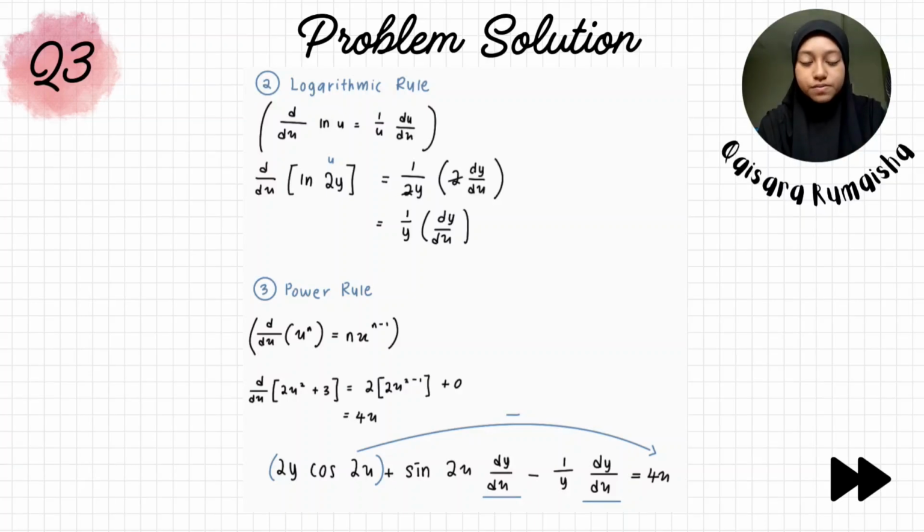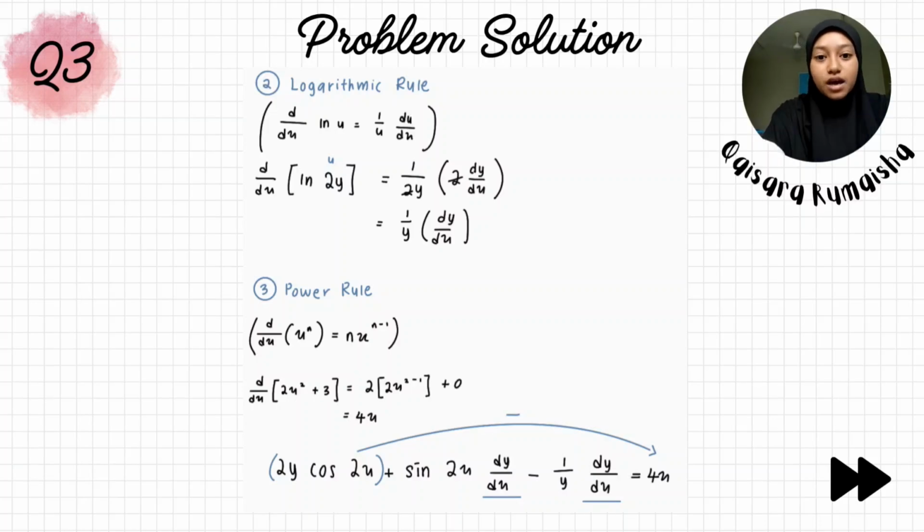The third one, we use the power rule. The formula of the power rule is d over dx of x to the power of n equals n x to the power of n minus 1. We apply this to 2x squared plus 3. Therefore, the derivative of 2x squared is 2 multiplied by 2x raised to the power of 2 minus 1, which simplifies to 4x. Meanwhile, the derivative of the constant term 3 is 0, since the derivative of any constant is 0. Hence, the derivative of 2x squared plus 3 is 4x.